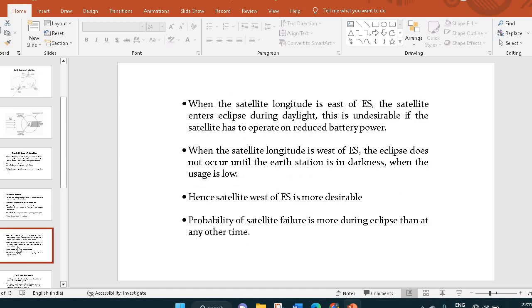When the satellite longitude is east of ES, the satellite enters eclipse during daylight. This is undesirable if the satellite has to operate on reduced battery power. When the satellite longitude is west of ES, the eclipse does not occur until the Earth station is in darkness when the usage is low. Hence, satellite west of ES is more desirable. Probability of satellite failure is more during eclipse than at any other time.